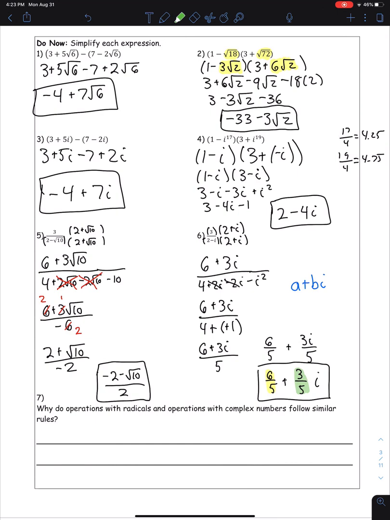Now, take a second. Why do you think that operations with radicals and operations with complex numbers follow very similar rules? Well, think about it. What is i? i is just the radical of negative 1. So i is a radical number. It's just the square root of negative 1. So it makes sense that when we have a complex number, when we have i's, it's going to follow very similar rules to radical operations. Let's go to the next page. You guys are going to see more of that.